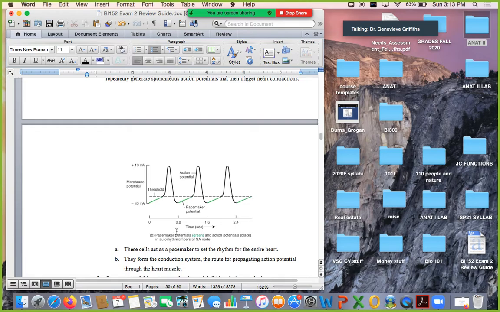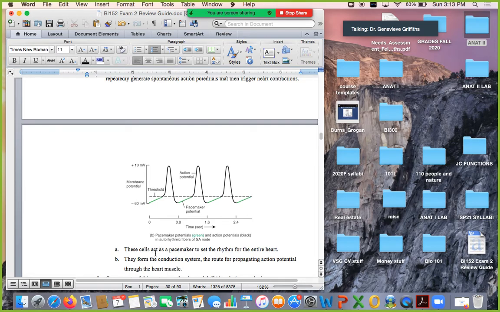And this is going to show you time in seconds. Basically, what's happening is we're going to cause a rhythm because we have an action potential, then a delay, then an action potential, then a delay. And this rhythm is going to be depicted from the sinoatrial node, which is going to be what induces this whole thing, and you'll see that in a second.